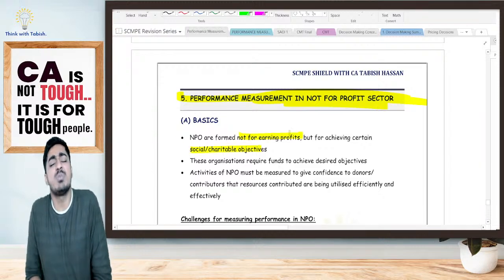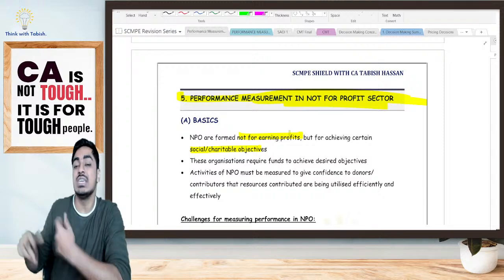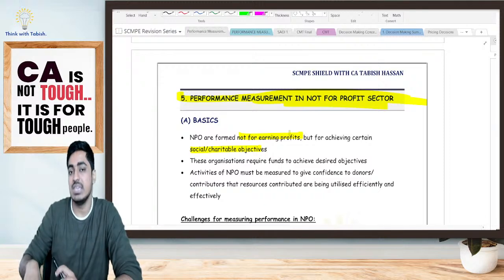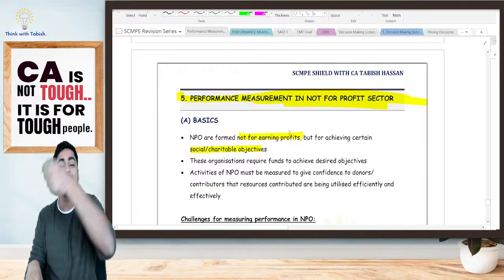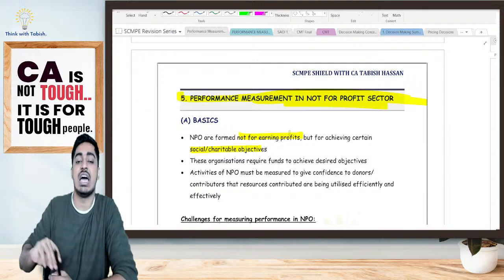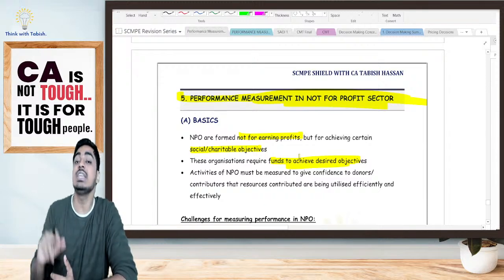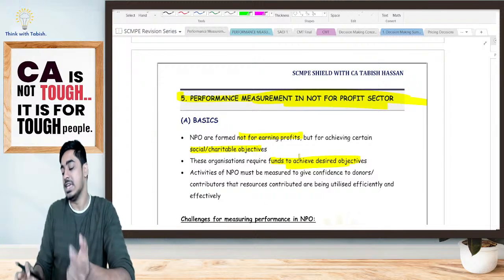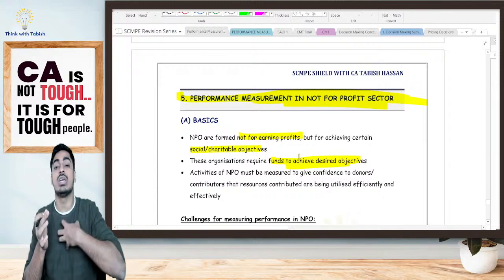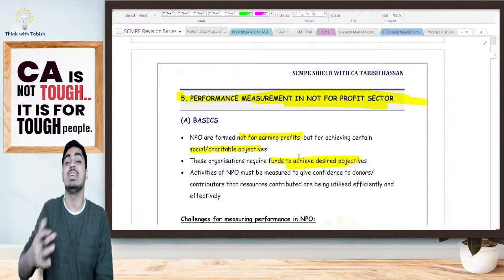Then why is performance measurement needed there? Their objective is not to earn profit, right? But say, for example, we have an old age home. My objective is not to earn profit, but I am getting contributions and funds from different people. I should see whether I am using the funds I am getting properly or not. To see that, I use performance measures. If performance is measured, I will get an idea whether funds are properly utilized or not. Point number one. Again, if the donor sees that funds are properly utilized, he will also have the satisfaction that his money has gone properly.